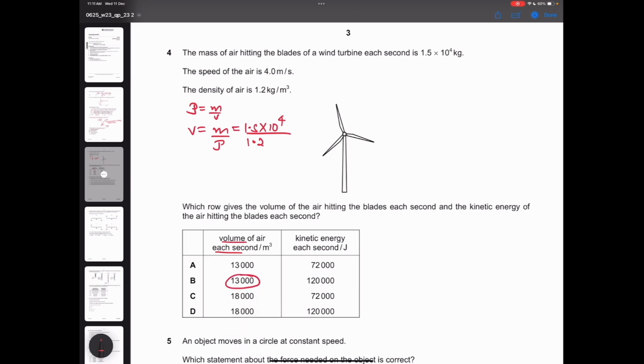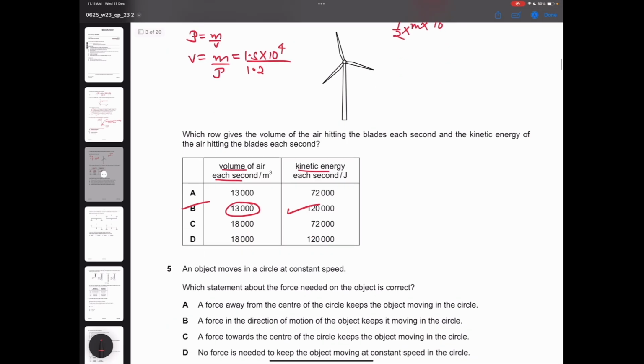Then they're asking you the kinetic energy each second, so kinetic energy will be half into mass into velocity squared, which will be 16 into the mass that you will take, 1.5 into 10 to the power 4. Now, if you solve this in the calculator, your answer will come out to be 120000. So the answer is B.